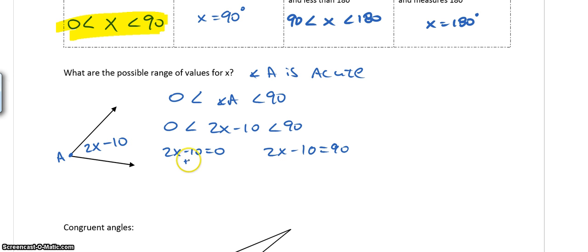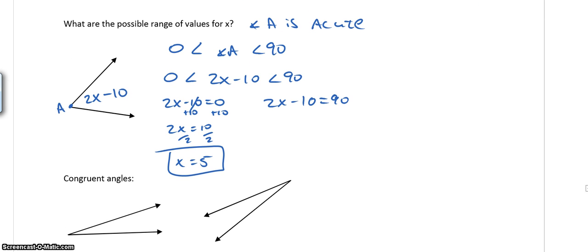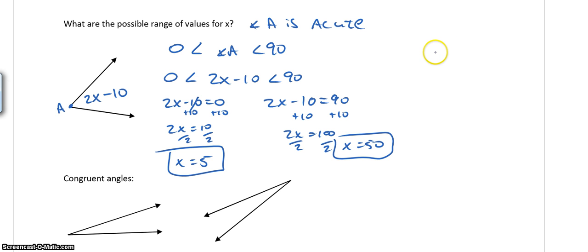To solve this equation, I'm going to add 10, divide by 2, and x is 5. Then over here, I'm going to add 10, divide by 2, and x is 50. So we're going to say x has to be bigger than 5 but less than 50. What does that mean? That means x can equal any of the values in between.